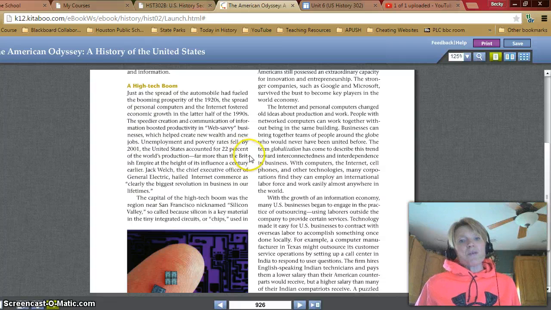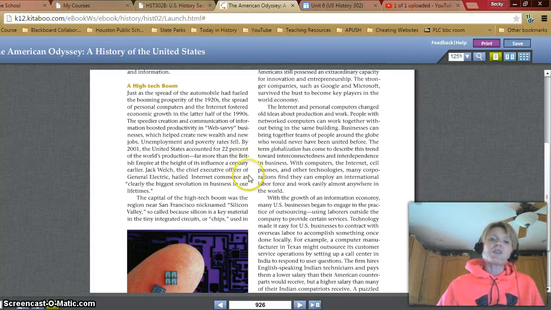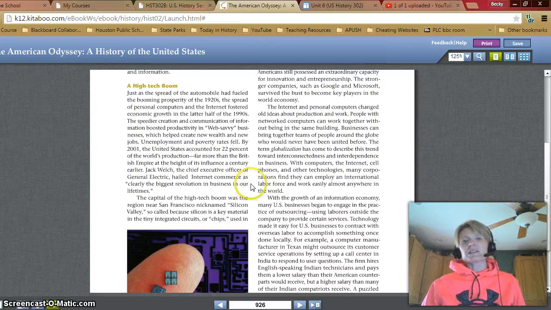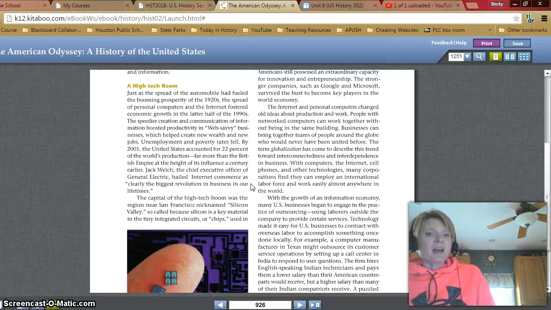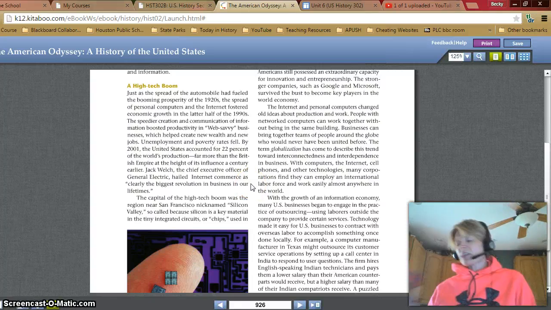By 2001, the United States accounted for 22% of the world's production, far more than the British Empire at the height of its influence a century earlier. Jack Welch, the chief executive officer of General Electric, hailed internet commerce as clearly the biggest revolution in business in our lifetimes.